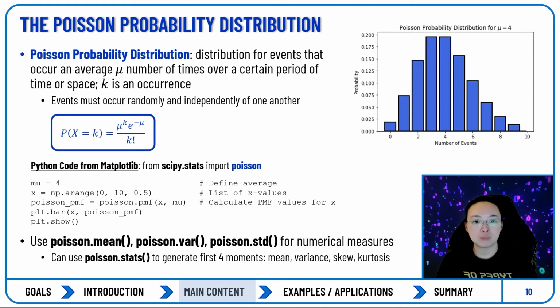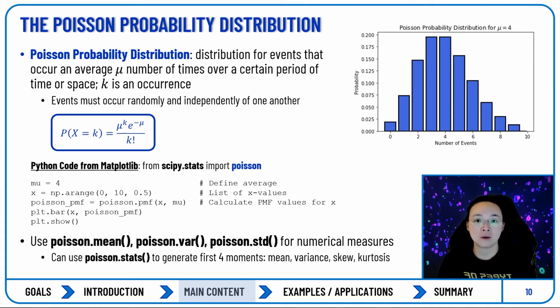Okay, now for the Poisson probability distribution. Essentially, the Poisson distribution is very, very useful if you have something that takes place over a certain period of time, and that one thing that takes place happens an average number of times. So we define it as a distribution for events that occur an average mu number of times over a certain period of time or space.